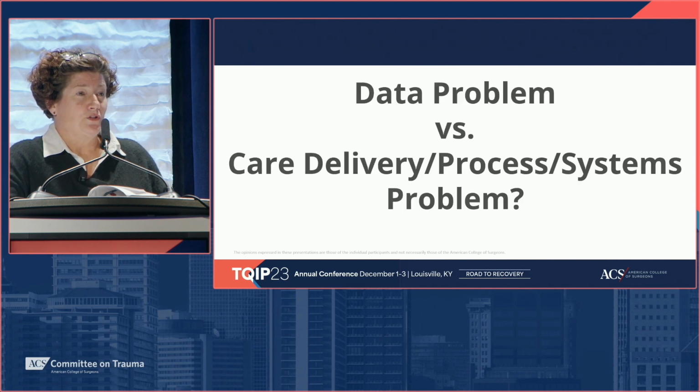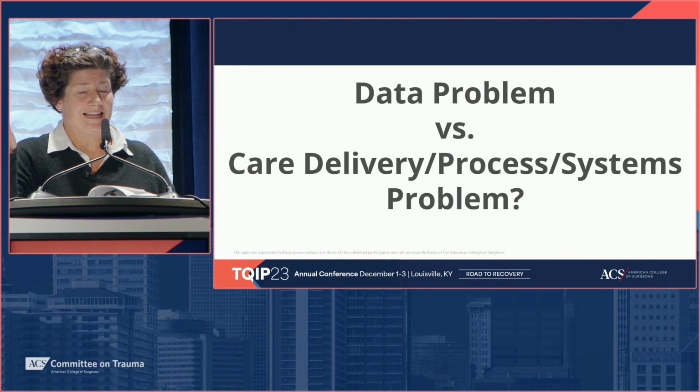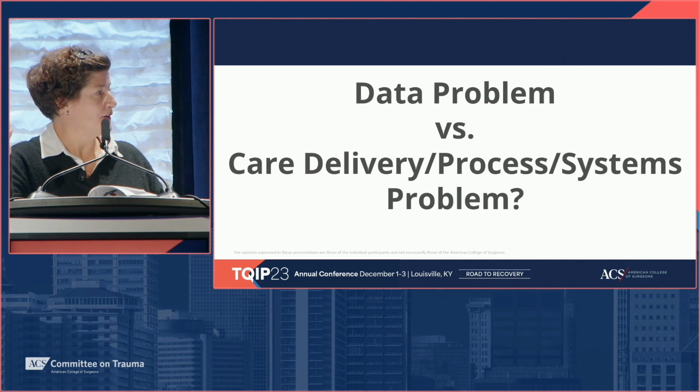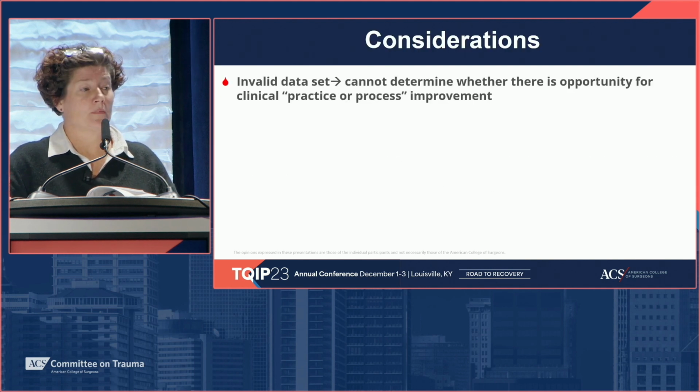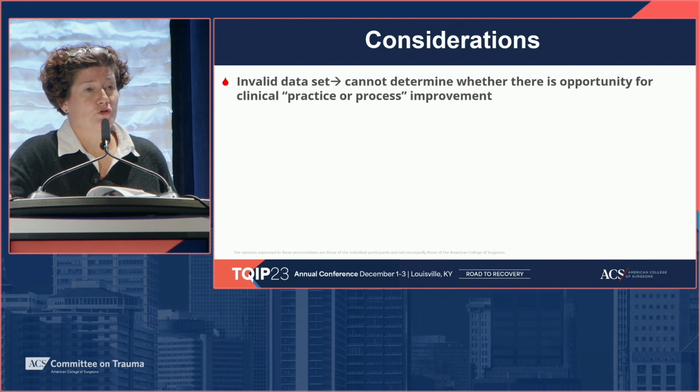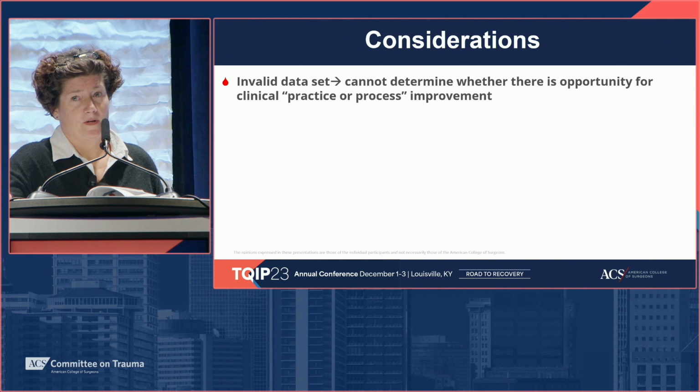And you have to wonder, when you're removing cases like this, I've removed 18 cases of ARDS from our database, what that's going to do to the rest of your data for the next TQIP benchmark report. If you are removing things in that mass, it's going to move the needle on your reports as well because we're benchmarking against one another. So do we have a data problem or do we have a care delivery and process systems problem? I know I have a data problem. It would be remiss of me to come in as a new trauma program manager and affect any change based on this TQIP benchmark report right now. You cannot determine whether there's an opportunity for clinical practice or process improvement within an invalid data set.